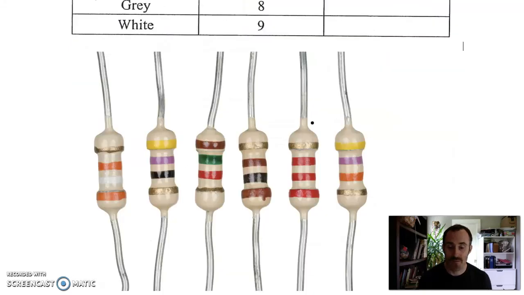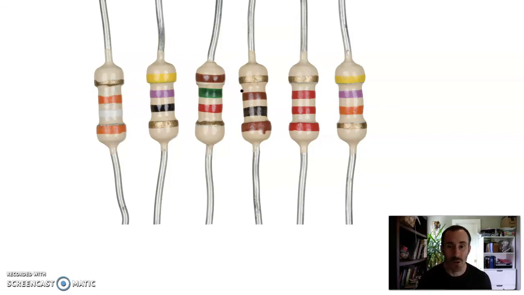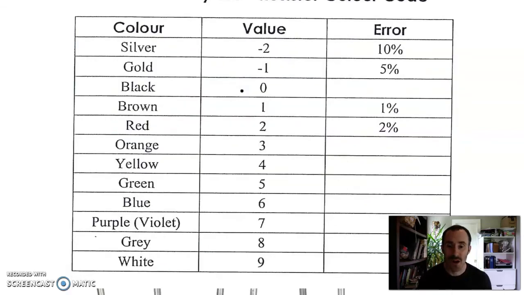Let's look at one more. I think this is brown. Brown, green, red, gold. Brown is 1, green is 5, so 15, and red is 2, times 10 to the power of 2. So 15 times 10 to the power of 2 would be 1500 ohms. And our gold band also gives us an error of 5%.